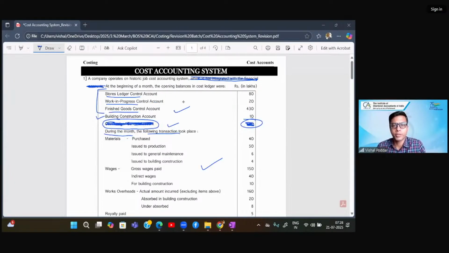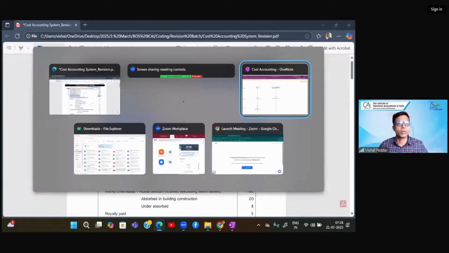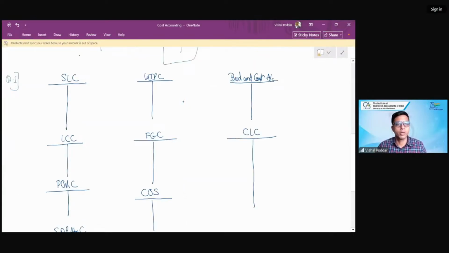Now I take the opening balances: 80, 20, 4, 30, 10. So these are my opening balances, these are balance brought down. Since all are assets, they will carry a debit opening balance. Now, as I was saying, let us say this CLC balance is not given in the sum.